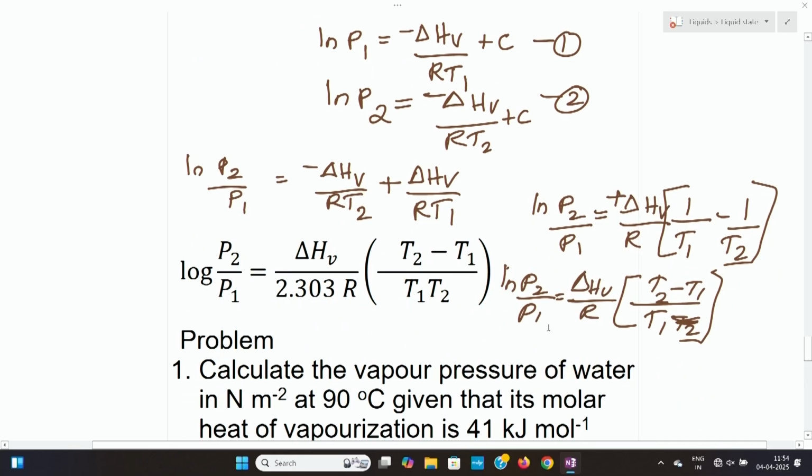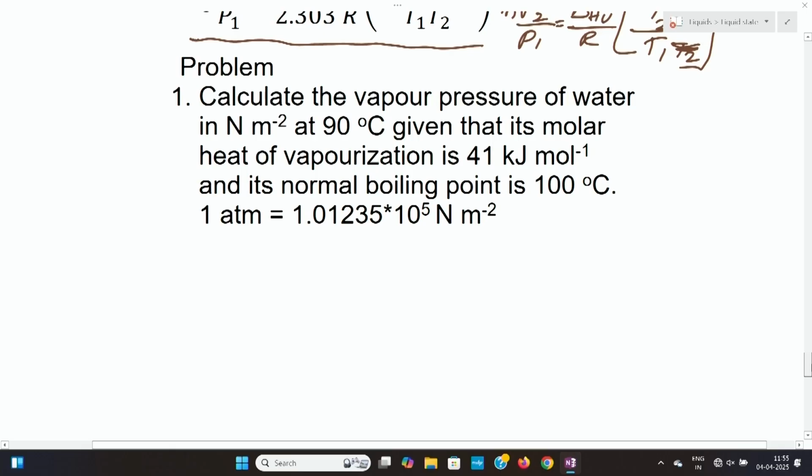So when we apply logarithm, the equation becomes log P2 by P1 is equal to delta HV by 2.303 R into T2 minus T1 divided by T1 T2. This is the Clapeyron equation when we have two vapor pressures and temperatures. From this equation, if two temperatures, the heat of vaporization and one vapor pressure are given, we can calculate the other vapor pressure. That we will do here. We have one problem that we will do.